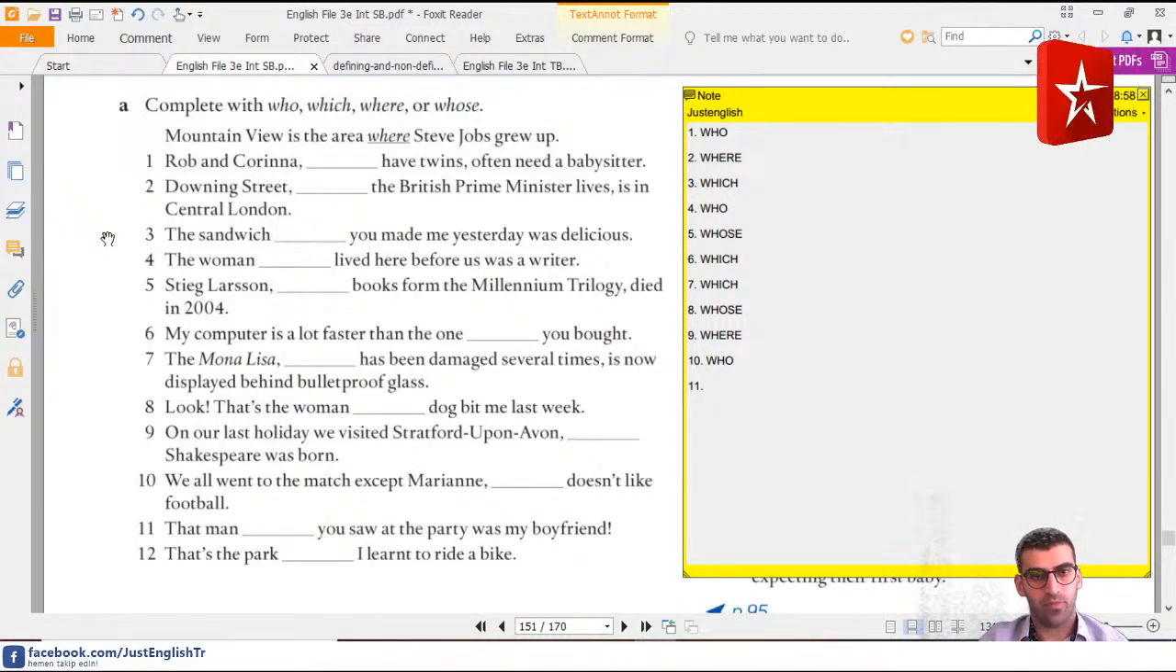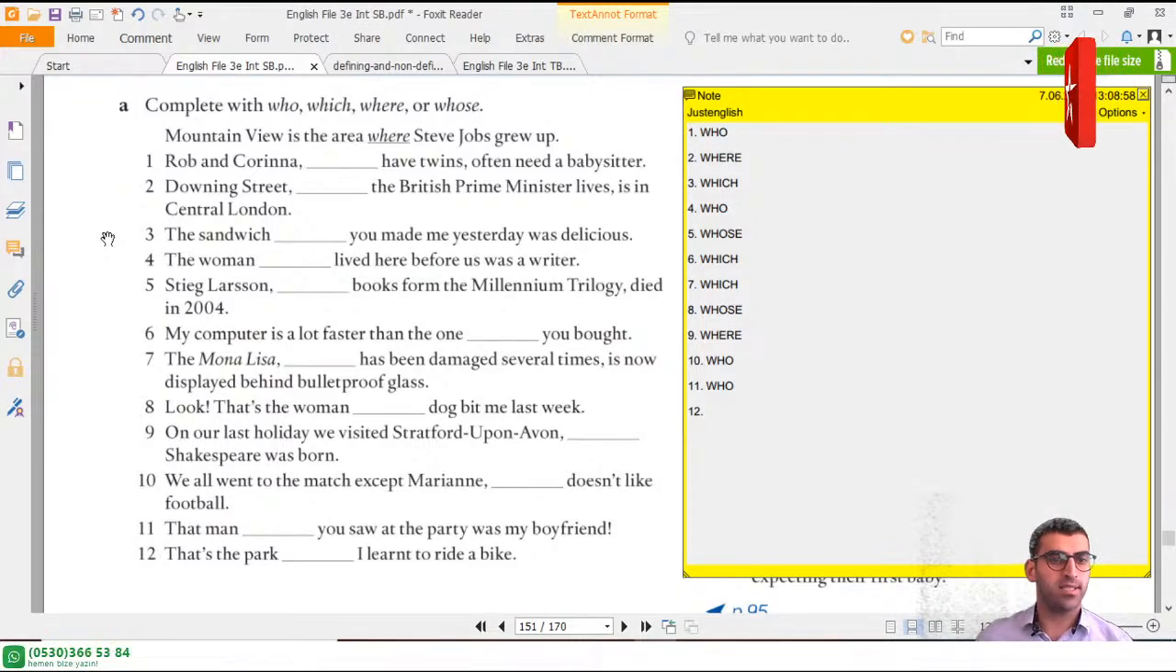That man who you saw at the party was my boyfriend. Number 11 is the same. Yes, Gülsafa wrote her answer first, and the correct answer is who. Who you saw at the party was my boyfriend. Good. That man who you saw at the party was my boyfriend. Who is a correct answer for 11. And the last sentence, that is the park.